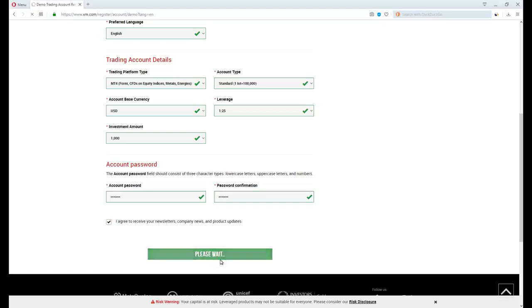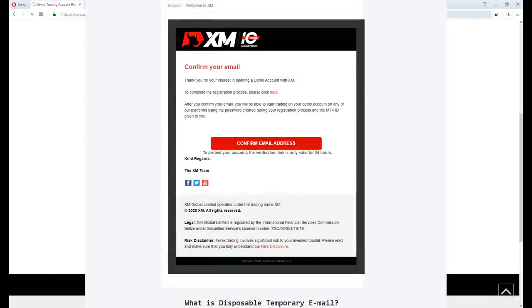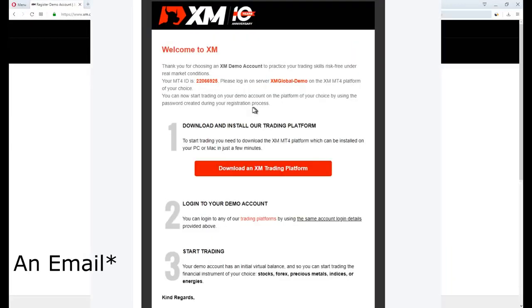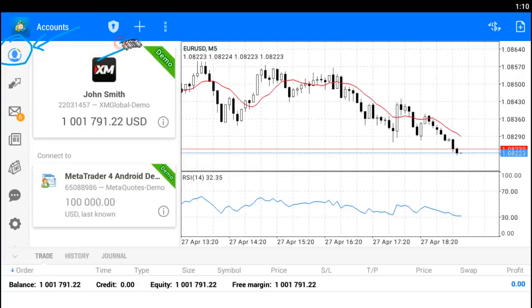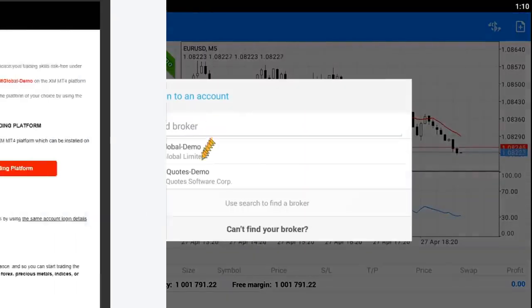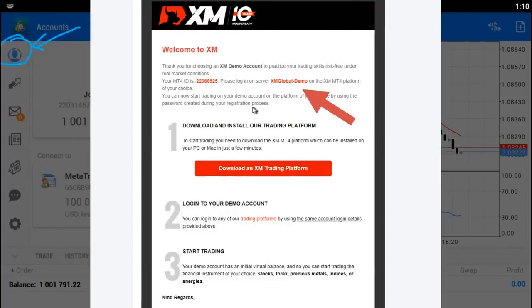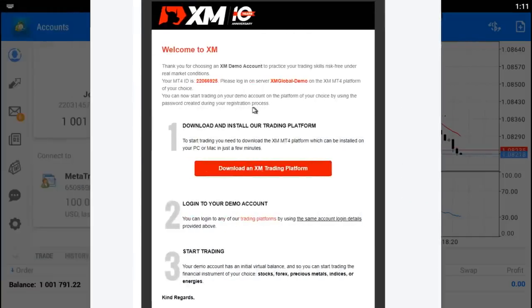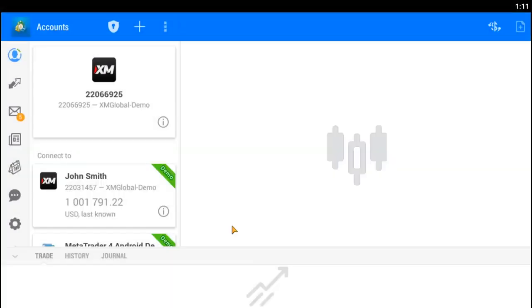Click to open a demo account, confirm your email address, then you will receive an email with your account number and your server information. Back to MT4 mobile. Tap login to an existing account. Type the server name you have been provided earlier. Select the server name. Some brokers come with many server names, so make sure you keep the email. Enter your login details, including the random password you have created earlier.